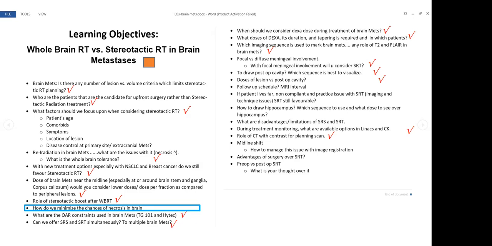One more important thing: image registration. Of course, image registration. That is the basic thing. One more important thing, and that is related with the planning.